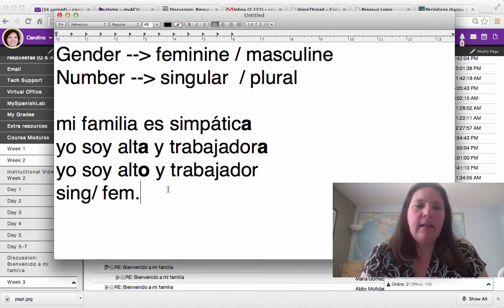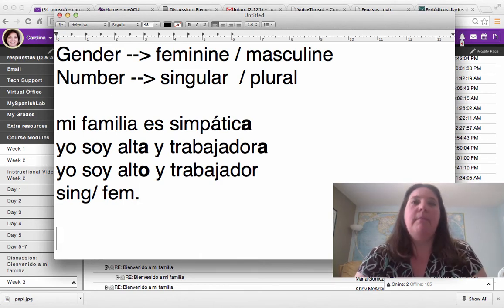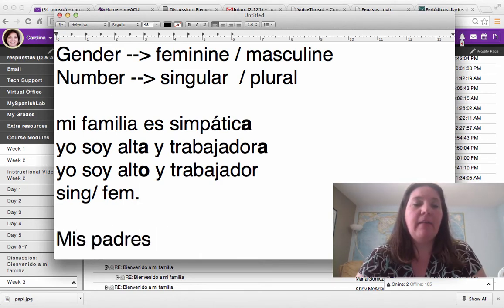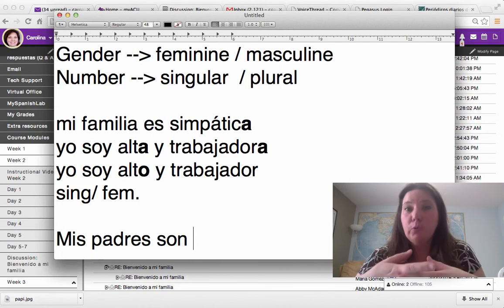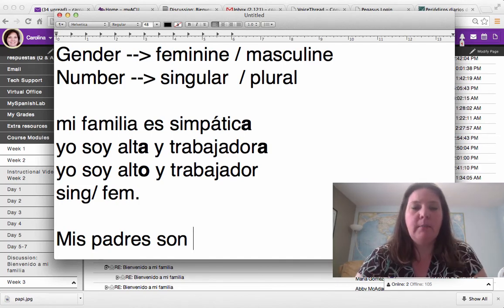All right, and then if you're describing my parents, mis padres son. So when you have two of them together and you have a man and a woman, we're going to use the neutral, which is the masculine form. Mis padres son.